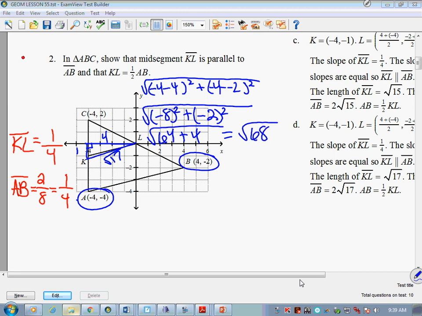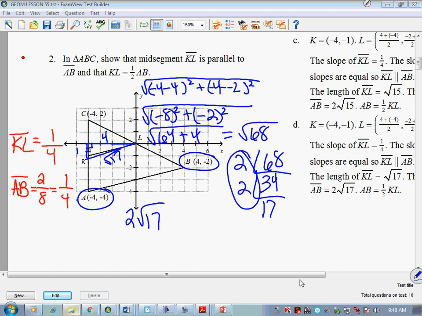Square root of 68. Can I reduce or simplify the square root of 68? Okay, do that using our cake method. What can I divide 68 by? 2. Okay, and that's going to give me 34. That's going to be 2 and 17. And can I take the 17 out? No. But I can take the 2's out, and I'm going to get 2 radical 17. Does that show me that KL is 1/2 of AB? Yes, it does.